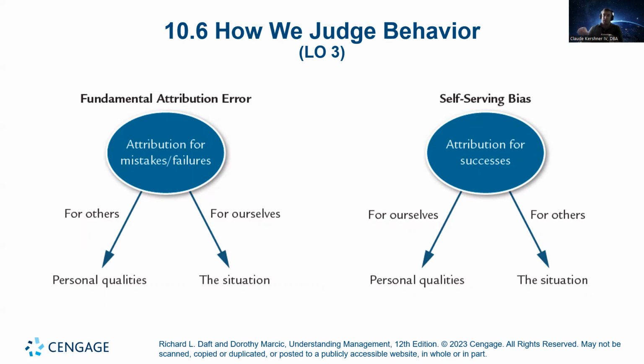For others, it's personality qualities in mistakes and failures. It must be the personality qualities. For ourselves, it must be the situation, must be the external environment. Attribution for success: for ourselves, it must be because of our personal qualities, and for others, it must be because of the situation. They're lucky or they're in a good place.